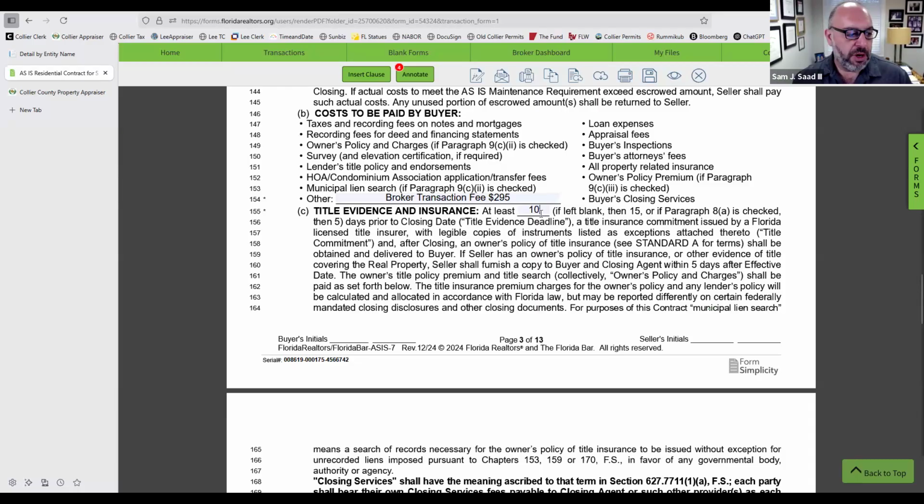The title is super important for figuring out any problems that are going to come up. In this case, we're doing a 30-day close. So it's going to be a quick close. We don't want title problems. Let's get that title commitment in as quickly as possible and get it to the other side.